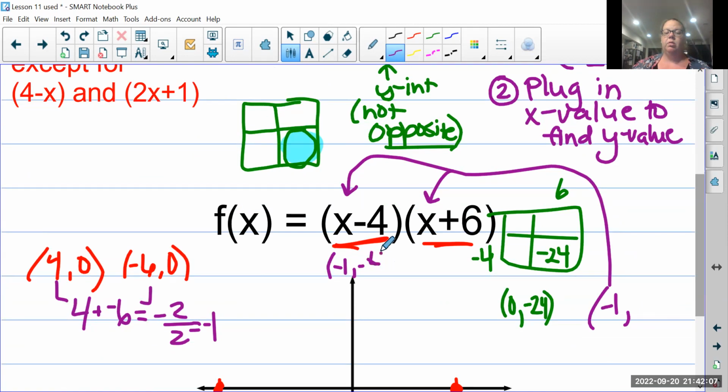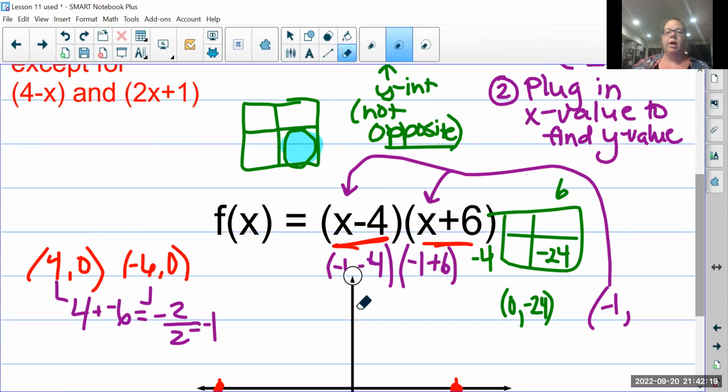Sorry, my mouse is a little slow. And then -1 plus 6. So I can do this mentally if you know how to do the math, that's fine. You can do it mentally, or I can do it in my calculator. So I'm going to pull up my calculator.